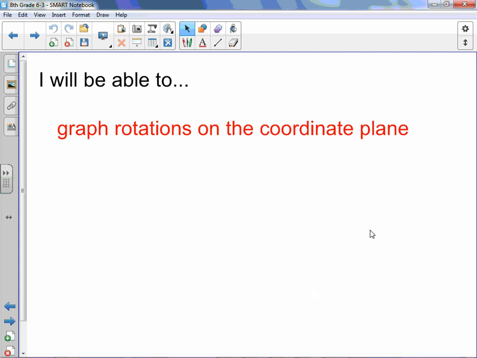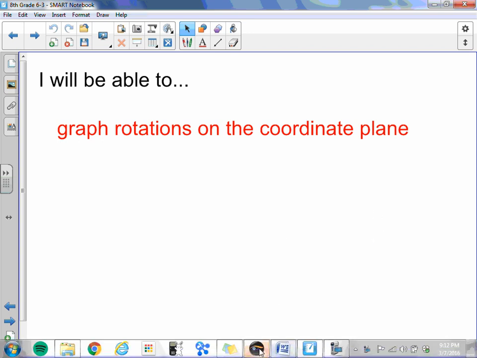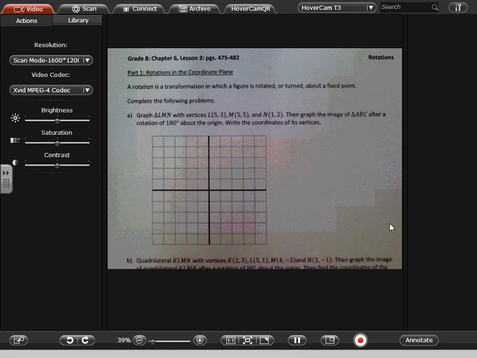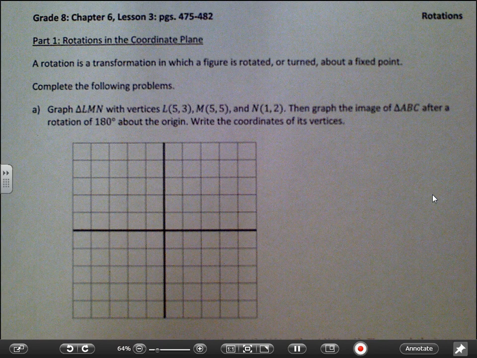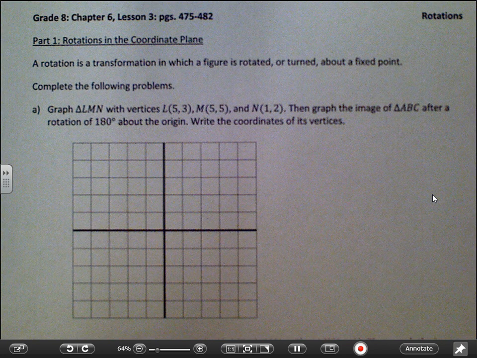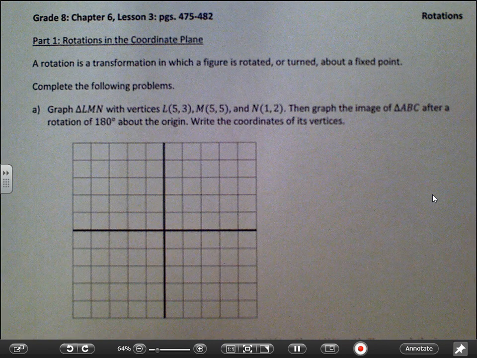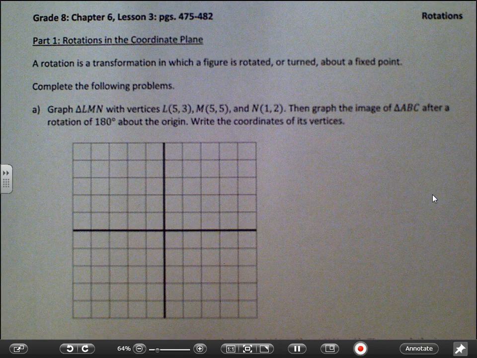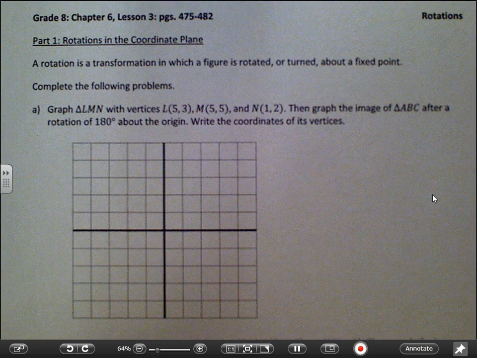Chapter 6, Lesson 3, Rotations. You will be able to graph rotations on the coordinate plane. A rotation is a transformation in which a figure is rotated or turned about a fixed point. In this case, our fixed point is the origin.